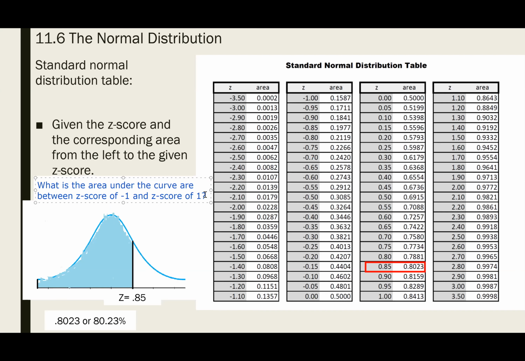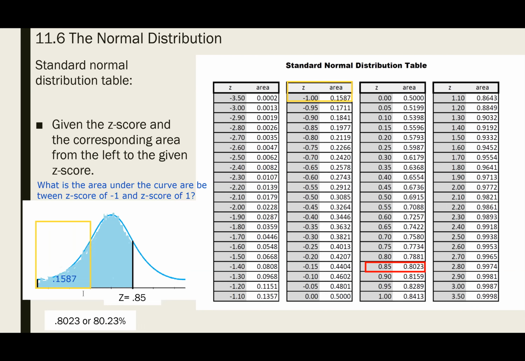So the challenge comes in when you say, wait a minute, Mr. Tran, I know the area to the left, but I don't know the area in between. Looking at this question, do you agree that the z-score of -1 is right here? Let's say the -1 is this much. And the table tells me that the percentage to the left is 0.1587.